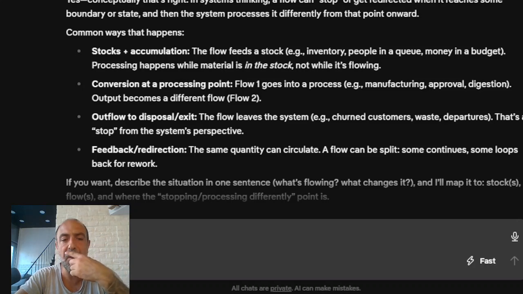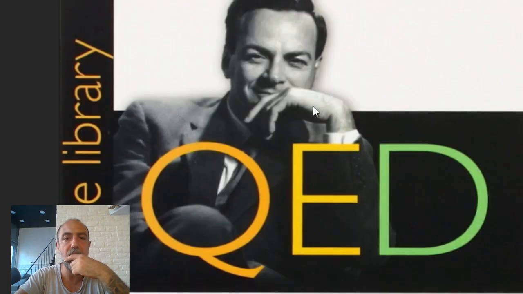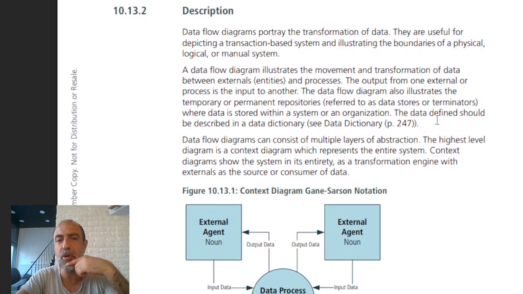Anyway, look at that. I actually had the AI open for you. But now we're back to the description.